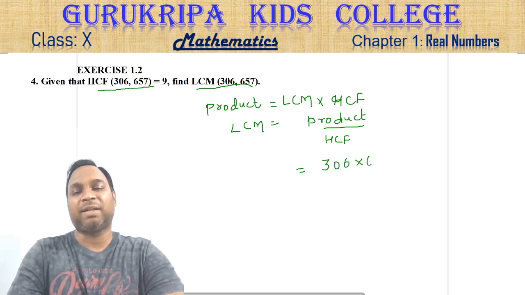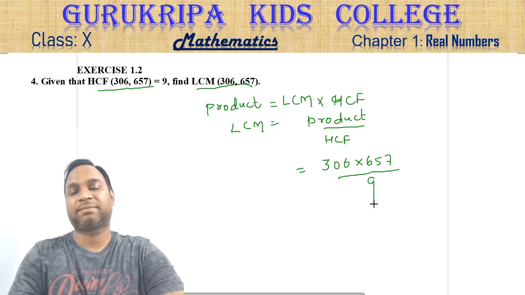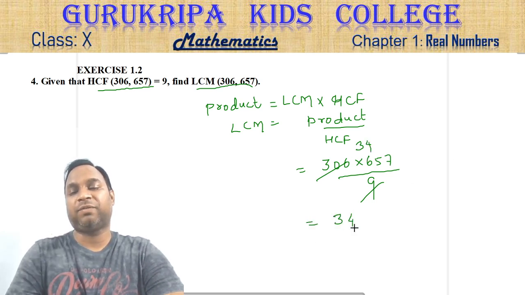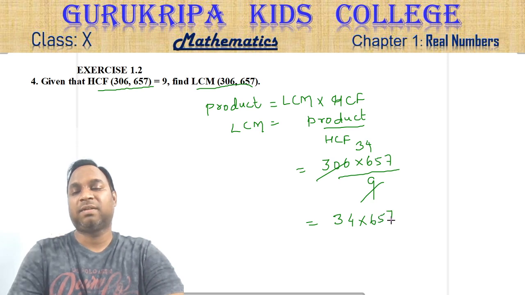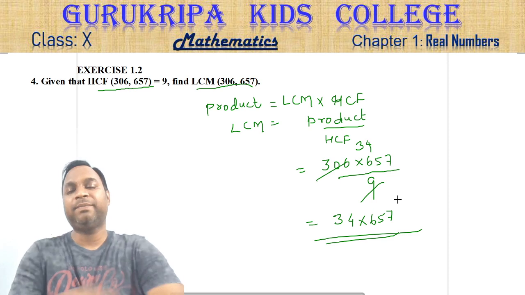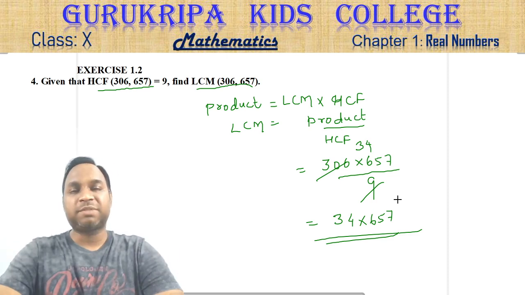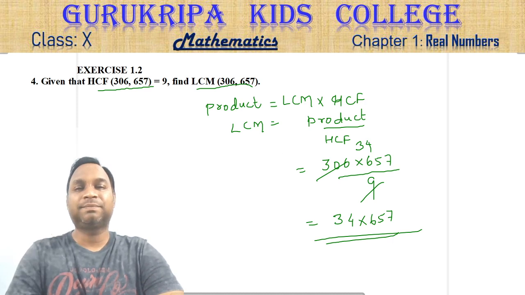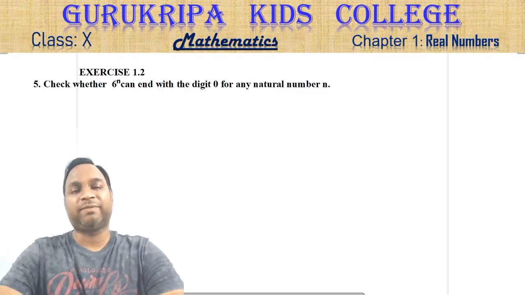So what will be the answer? 306 multiplied by 657 divided by 9. Okay, cancel out. 34 into 657. You have to do this multiplication. I am not doing this multiplication over here. You have to do this multiplication in your notebook. That's okay. Let's move to question number 5.